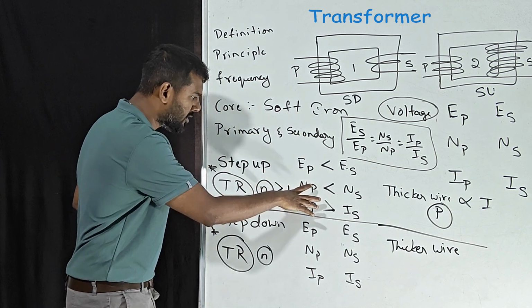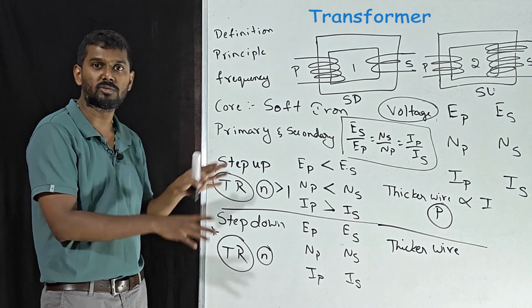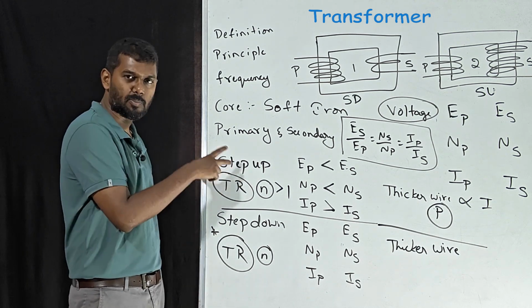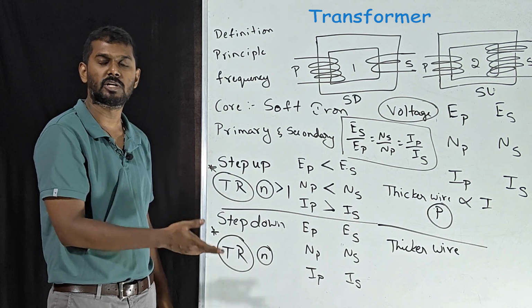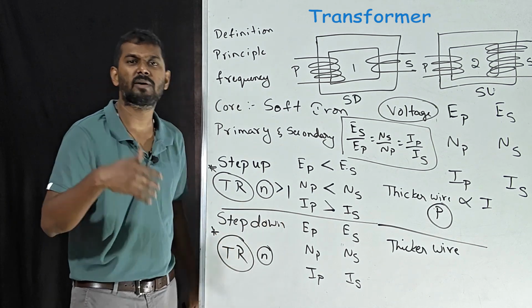Now whatever we have learned, exactly opposite, everything is opposite. That's why don't learn both the things. Learn any one. Step up transformer, everything will be opposite to step down transformer. We are going to learn here. Now listen, step down. What do you mean by step down?